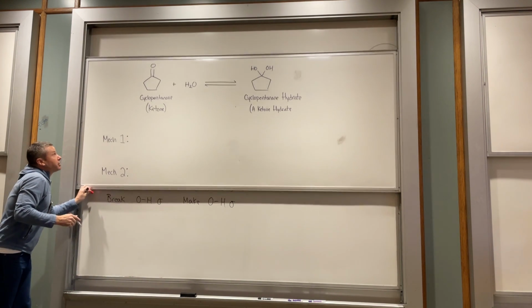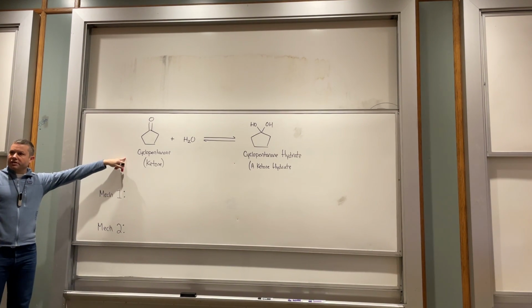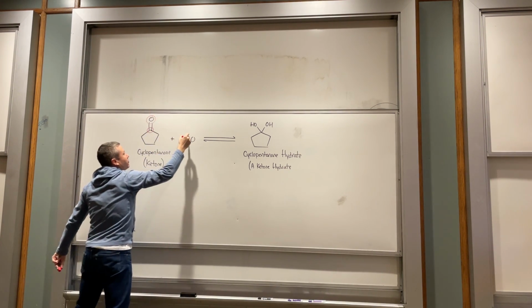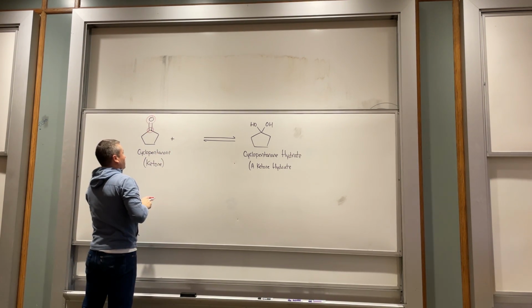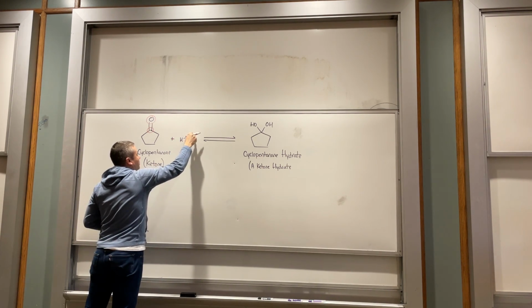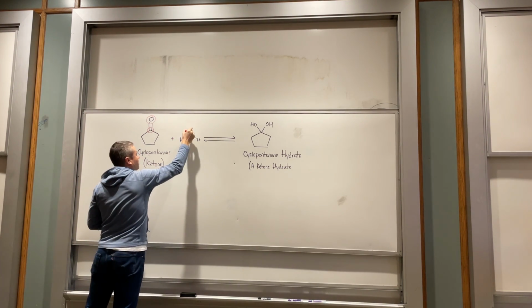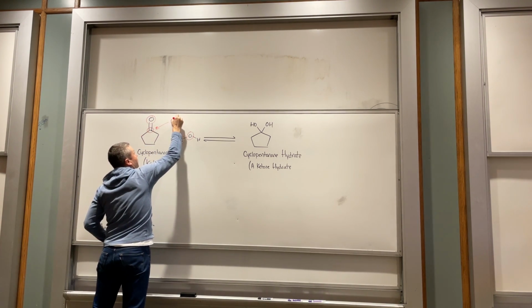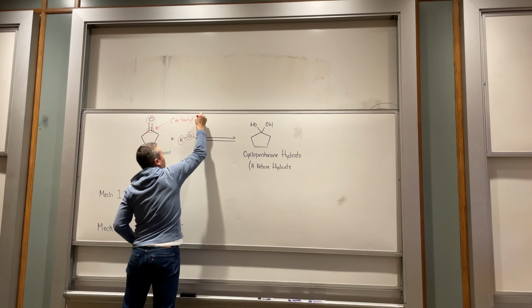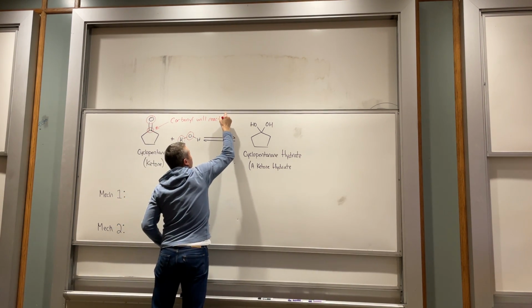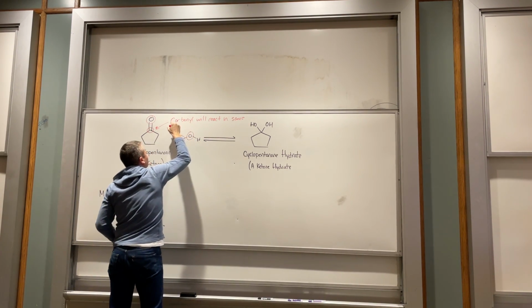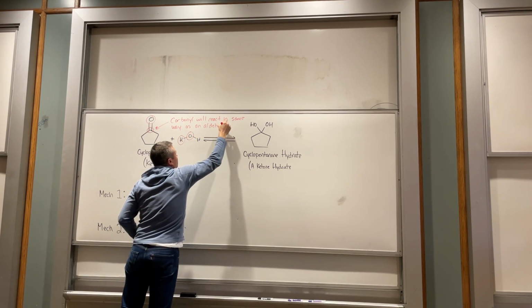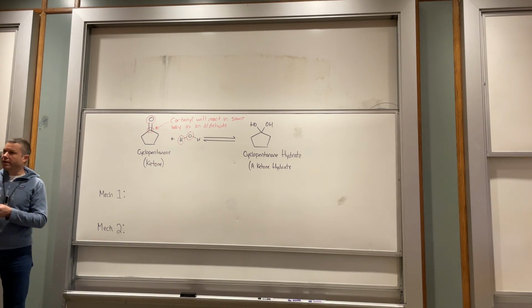If we look at this reaction up here, you can see even though we're starting with a different functional group, a ketone rather than an aldehyde, we still have those same four atoms. And this carbonyl, even though it's a ketone, is going to react in the same way as an aldehyde.